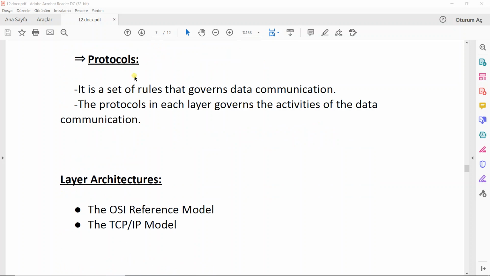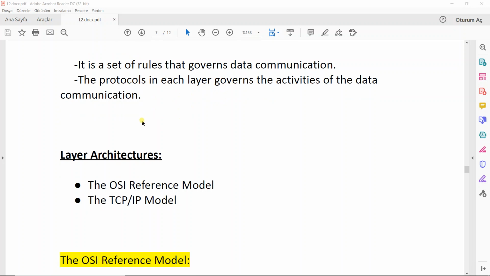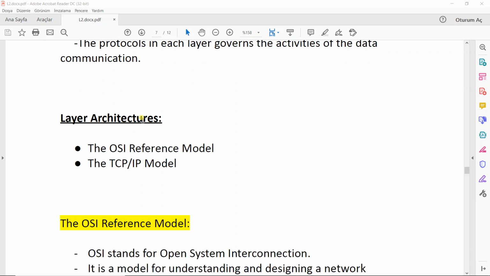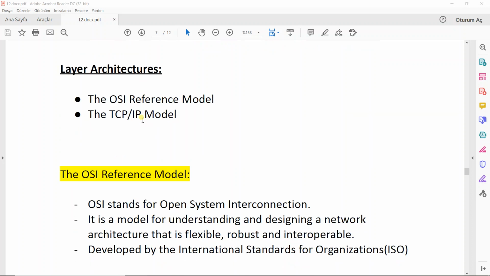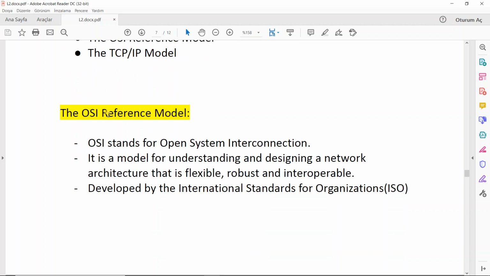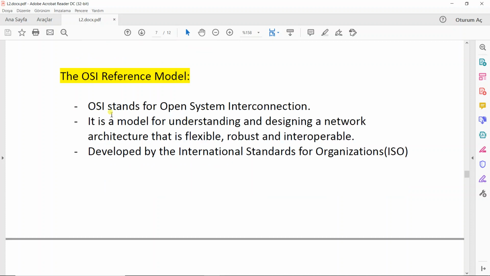Now, these layers are governed by protocols, and we already mentioned in the previous lectures that a protocol is a set of rules that govern data communication. The protocols in each layer govern the activities of the data communication. So the layer architecture can be classified into 2 models, the OSI reference model and the TCP/IP model. We will be studying mainly the OSI model, but also we will compare it with the TCP/IP model and see how someone can match the layers from this model to that model.